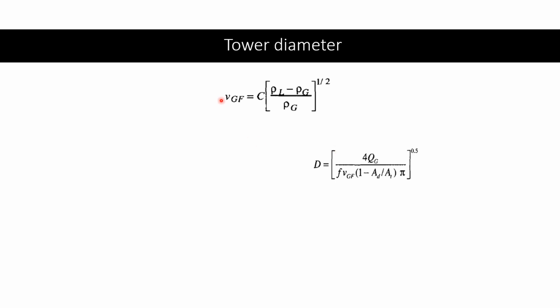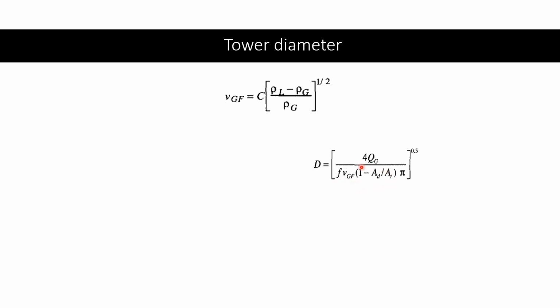And once we determine the flooding velocity, we can easily determine the diameter with the same concept: the volumetric flow rate of the gas will be equal to pi over 4 (the cross-sectional area) multiplied by the velocity. So the velocity of the gas will be basically the flooding velocity multiplied by the approach to the flooding velocity, 50%, 60%, 70%, and so on. So it depends on the approach to flooding.